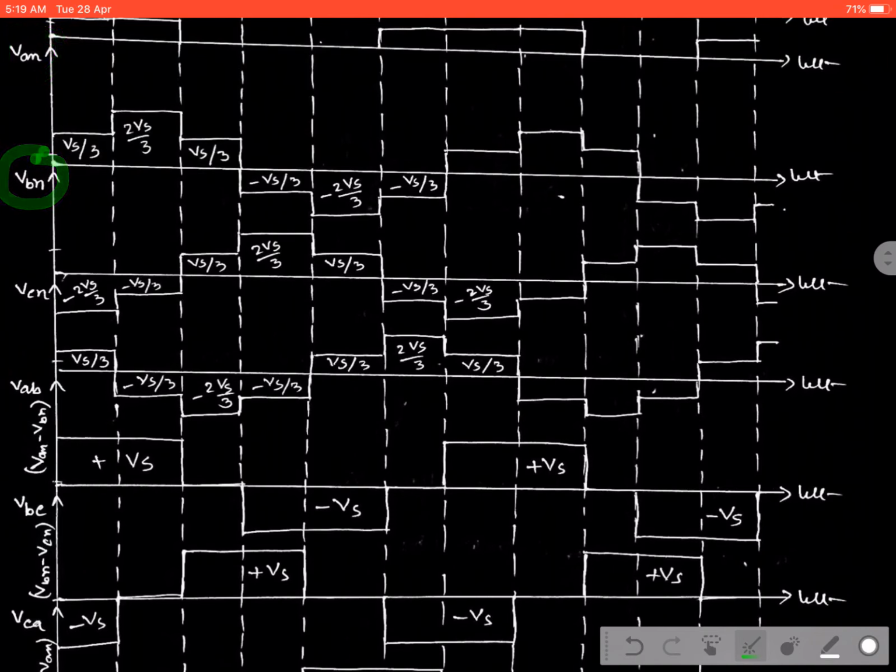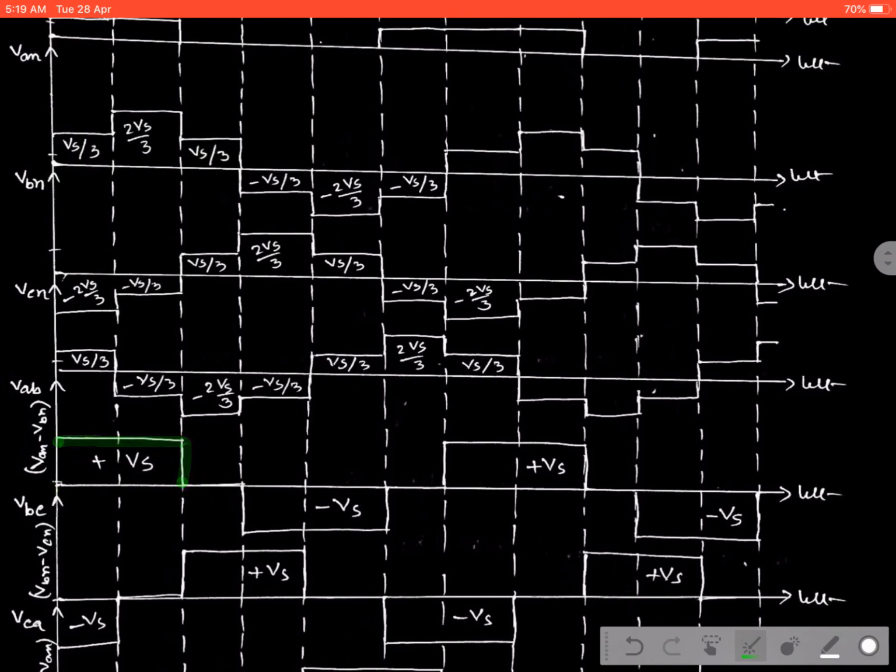VAN is Vs by 3 minus of minus Vs by 3. That means Vs by 3 plus 2 Vs by 3, it will give you Vs. Again, this one means 2 Vs by 3 minus of minus Vs by 3. That means again it will provide you Vs. That means during this region the voltage is Vs.